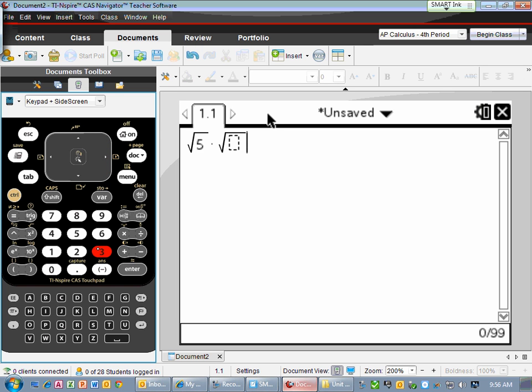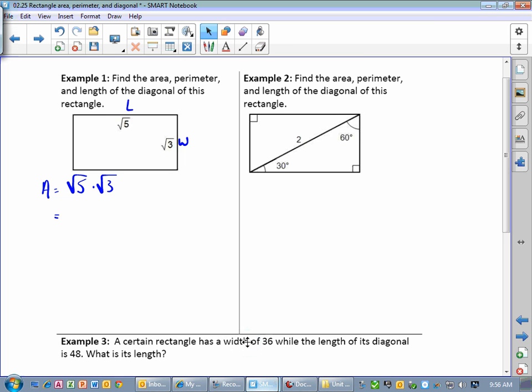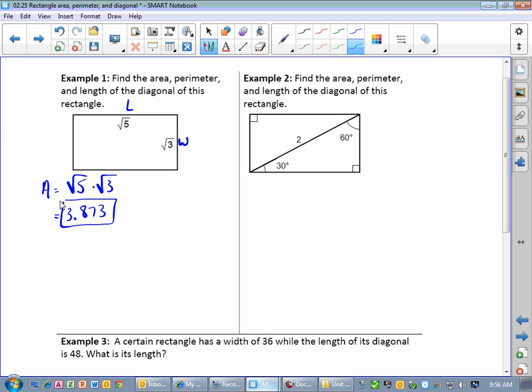And you always want to actually look at the screen and make sure it looks like what you have written on your paper. You want to write these down and then put them in the calculator so you can make sure, because it's really easy to type these in wrong. So we press enter, and we get 3.87. We're going to round to 3 decimal places for this lesson. So 3.873. So there's our area.